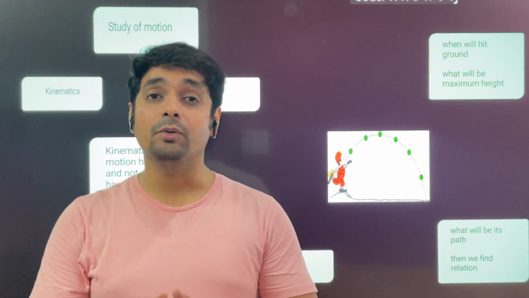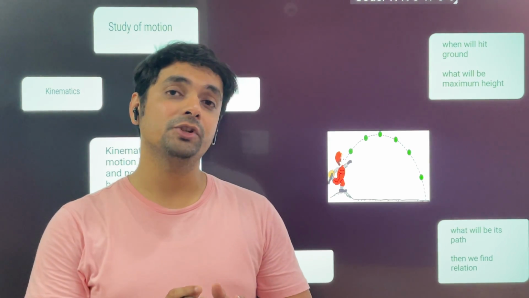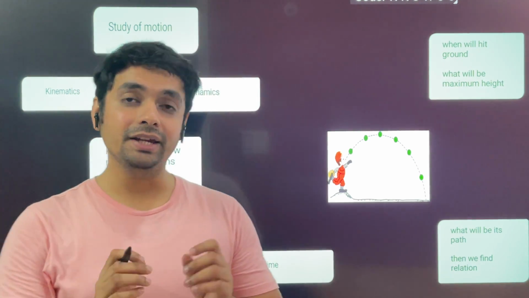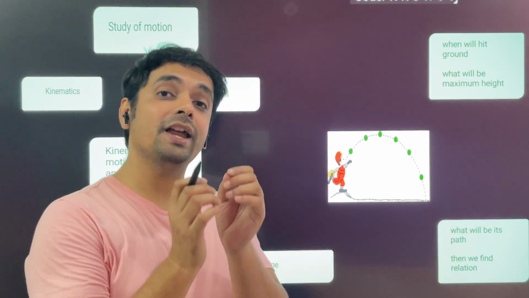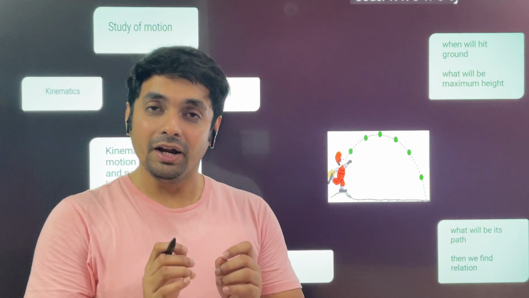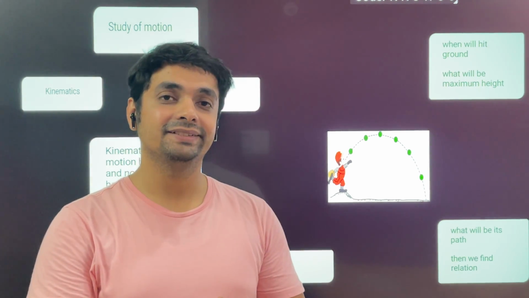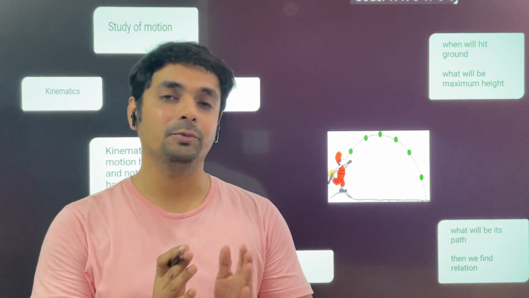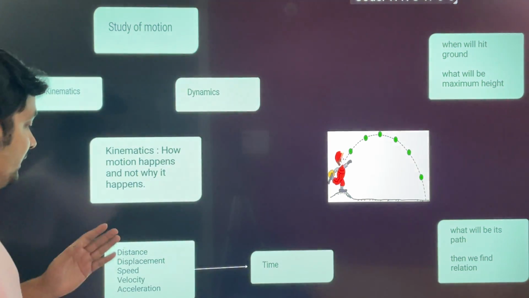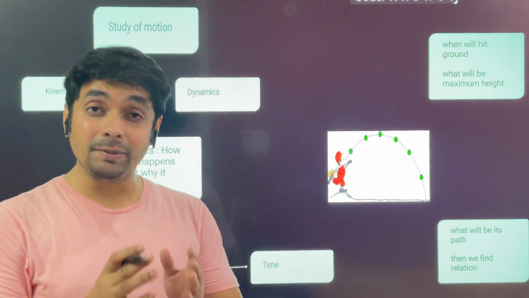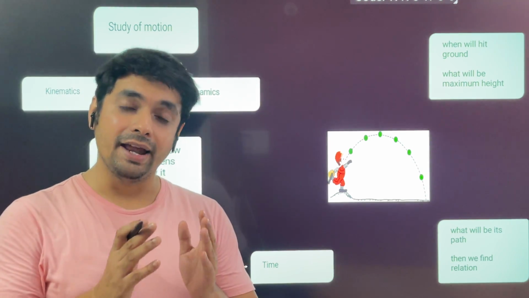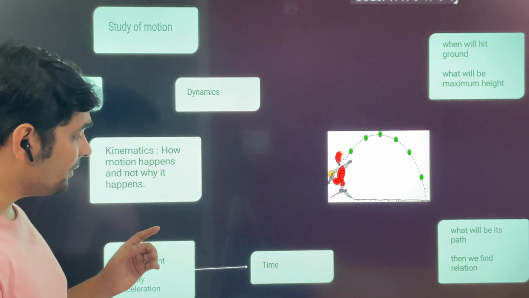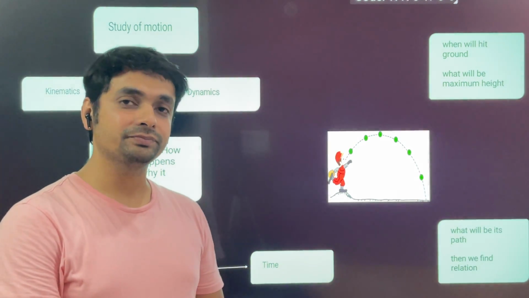Kinematics is a branch of motion where we discuss the motion without knowing its cause. It means here we discuss how motion happened. We will not discuss why it happened. Now, the whole of kinematics is divided into a few parameters. Those parameters are distance, displacement, speed, velocity, and acceleration. All these parameters change with respect to one reference parameter, that is nothing but time.